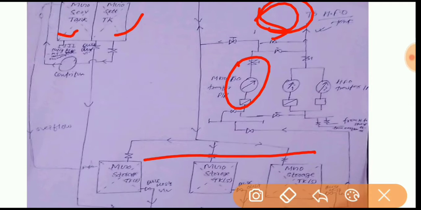Note the point that fuel in the service tank is used when it is transferred through the centrifuge. If we have to use fuel from the service tank, the fuel must pass through the centrifuge. We are only using this line for equalization. Okay.